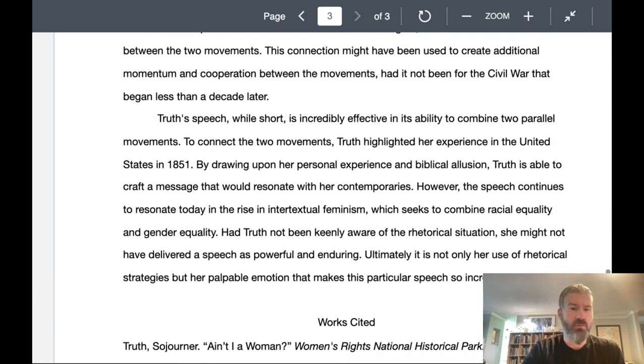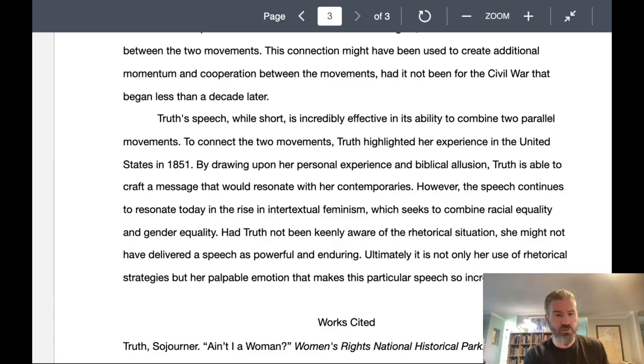Okay, so we come finally to the conclusion. "Truth's speech, while short, is incredibly effective in its ability to combine two parallel movements. To connect the movements, Truth highlighted her experience in the United States in 1851. By drawing upon her personal experience and biblical allusion, Truth is able to craft a message that would resonate with her contemporaries. However, the speech continues to resonate today, and the rise in intersectional feminism, which seeks to combine racial equality and gender equality. Had Truth not been keenly aware of the rhetorical situation, she might not have delivered a speech as powerful and enduring.